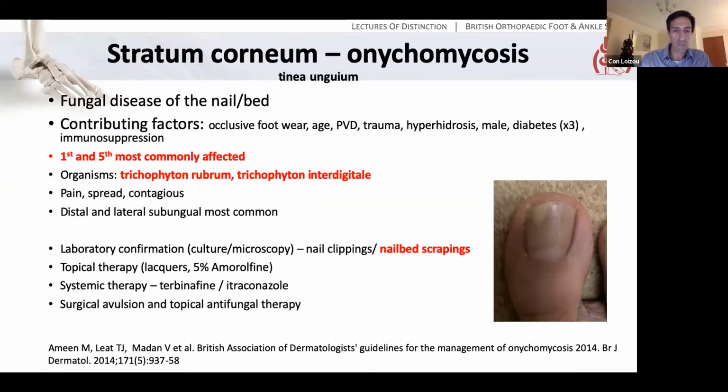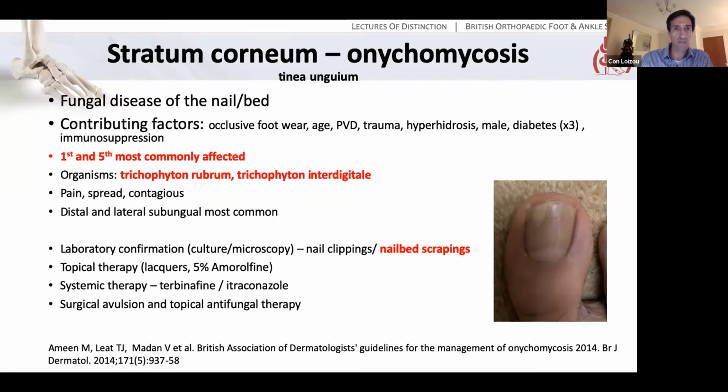Right, we're going to start from the most superficial part of the foot, which is the stratum corneum, the most superficial part of the epidermis, and the nail plate is analogous to the stratum corneum. Now, onychomycosis is a fungal infection of the nail and nail bed and may come as a coincidental finding in your clinical exam. Also, something that may come up in the MCQ is the fact that it's the first and fifth nails that are most commonly affected.